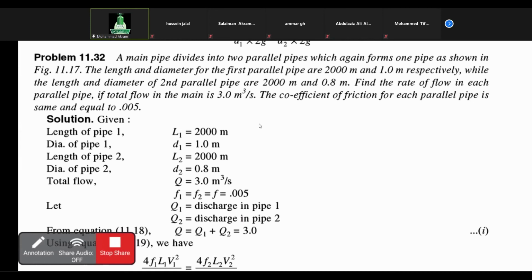Now, can you draw the figure? Try yourself. If you make a mistake, no problem, because you are trying yourself. Even if it is wrong, nobody will bother, because you are analyzing yourself. So 2000 meter and 1 meter, 2000 meter and 0.8, and 3 meter cube per second.